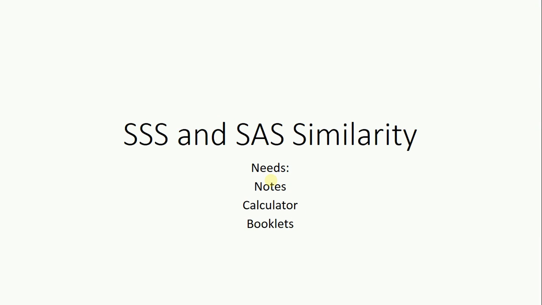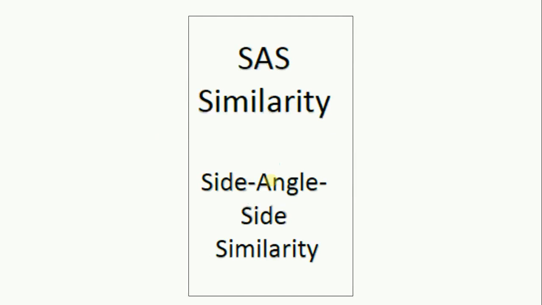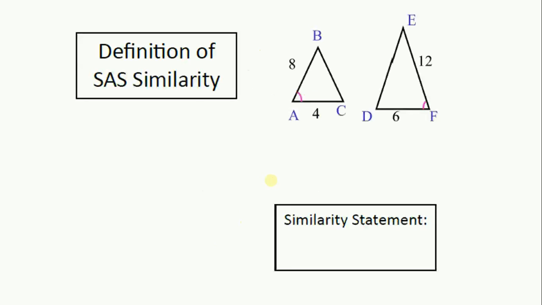So today we're going to talk about the other two shortcuts to similarity, SSS and SAS. What you want to have on you are the little booklets that we made in class, your notes, and also a calculator that you can simplify fractions with. The first one we're going to look at is SAS similarity, so go ahead and grab that booklet out so that you can write on it. Go ahead and open it up to the first page.